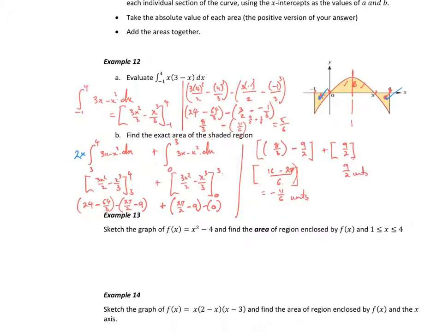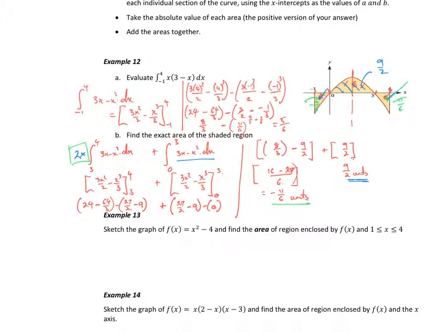So if we match that off, this 9 on 2 units is the one between 0 and 3. So it's that area in here. This negative 11 on 6 is actually that area there, which is the same as that area there, which is why I have to multiply by 2.